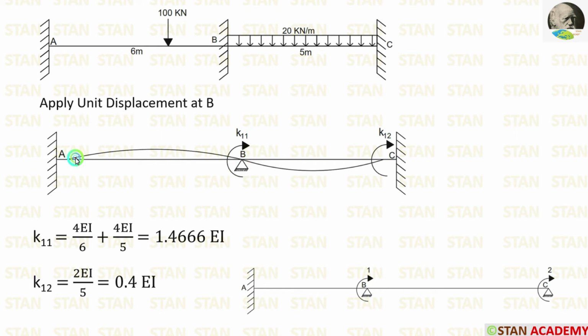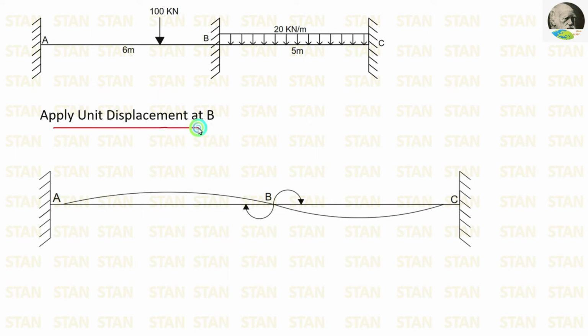Now let us see how to draw the slope curve. We are applying the unit displacement in the point B. The point B is a joint. It is connecting two spans. So from the point B, we have to make two clockwise curves. The first clockwise curve towards the point A and the second clockwise curve towards the point C.